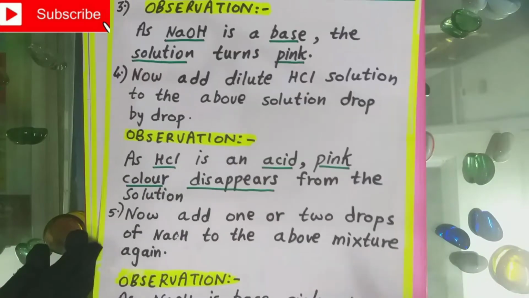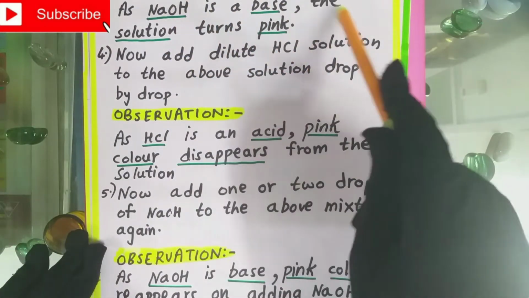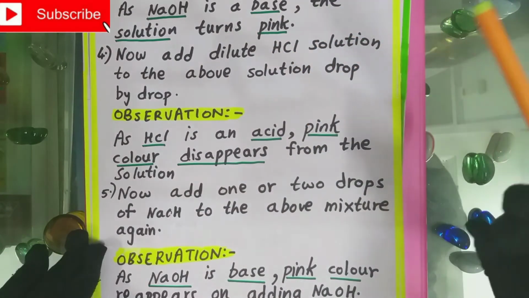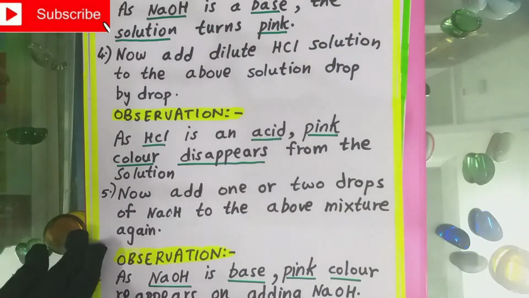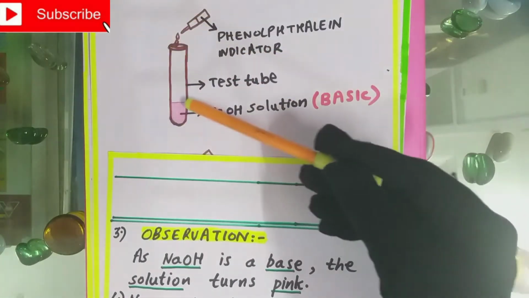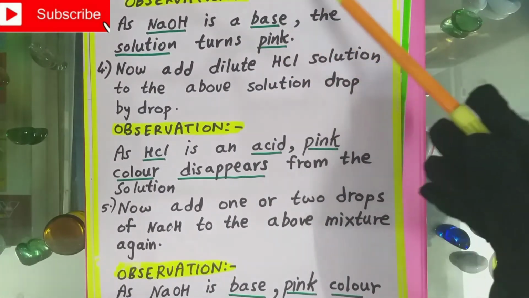So why will that turn pink? As NaOH is a base, the solution turns pink. Earlier we did not know whether NaOH is a base or acid. Let us assume that we don't know that NaOH is acid or base. So we want to find out whether sodium hydroxide is base or not. For that I am pouring some drops of phenolphthalein indicator to it, as you can see here, and then I am finding that the color changes to pink. So as NaOH is base, the solution turns pink.